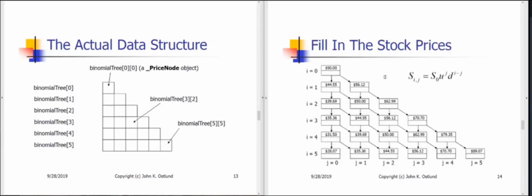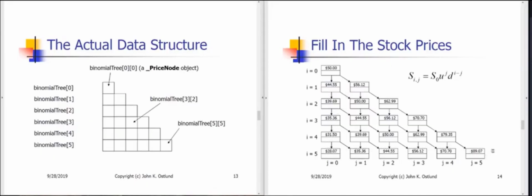Okay, so here in slide 14, we're showing filling in the stock prices forward in our binomial tree. The current price of the stock is 50, and based on the up and down factors that we computed in the model, if the stock price goes down, it's going to be 44.55. If the stock price goes up, it's going to be 56.12. If the stock price goes down and down again, the stock price is going to be 39.69. If the stock price goes up and up again, it's going to be 62.99. And if it goes up and down, regardless of the order, we will find ourselves back at a $50 price.